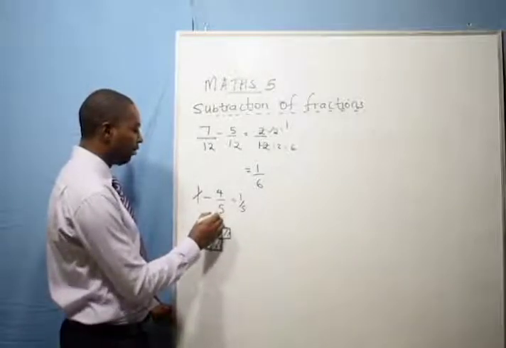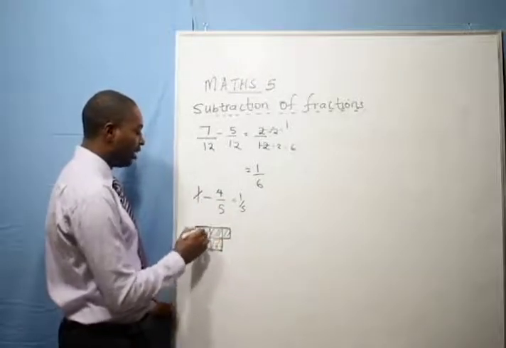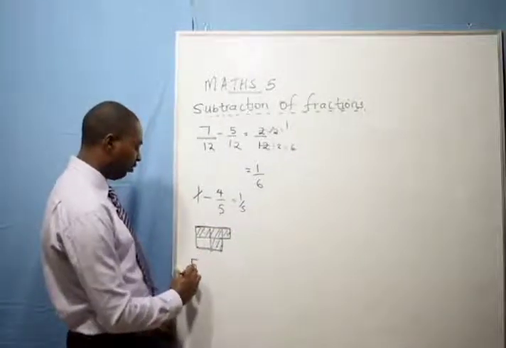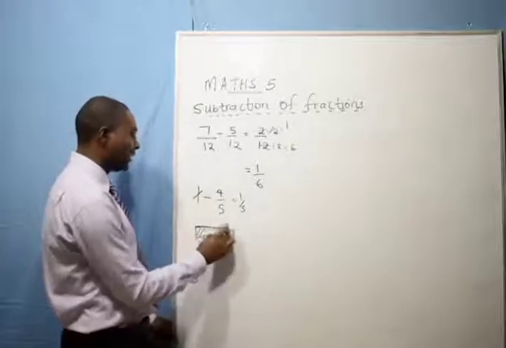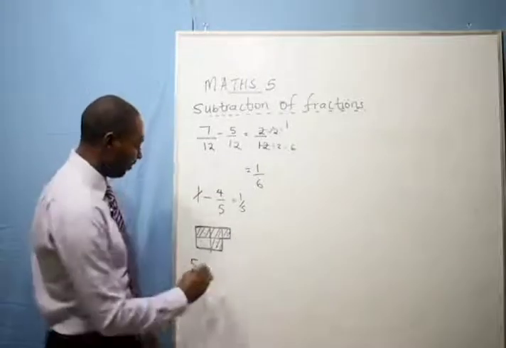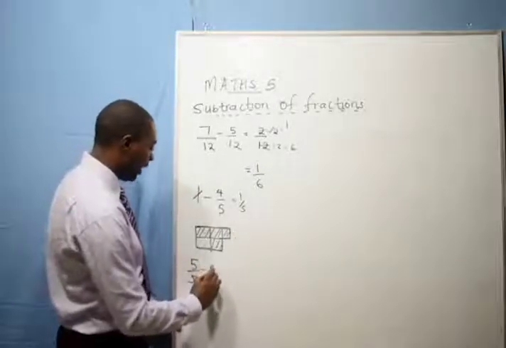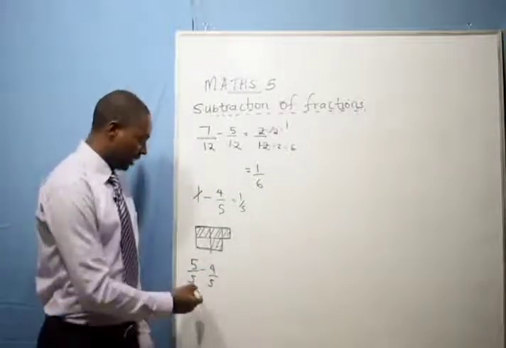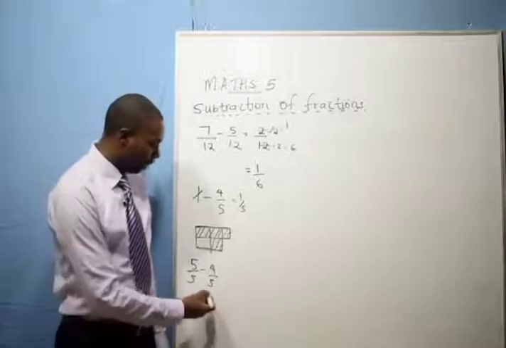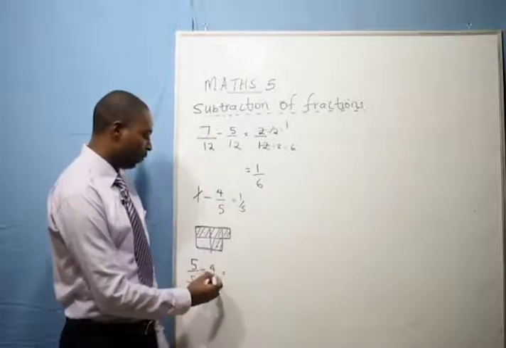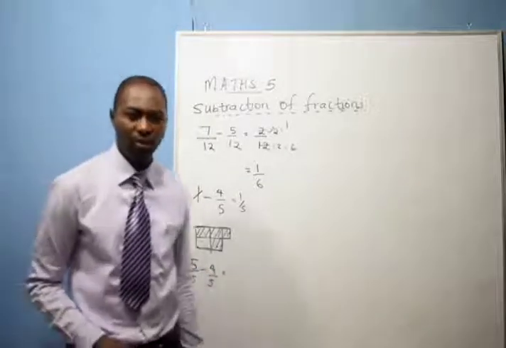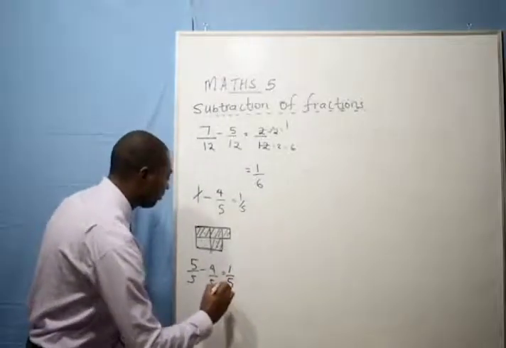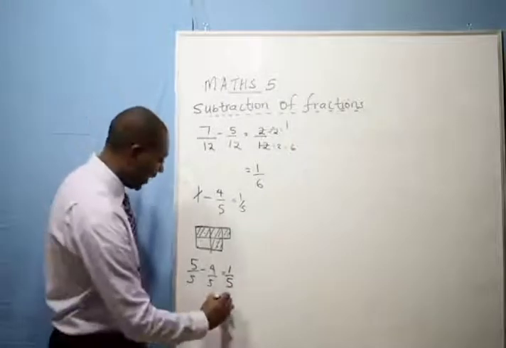Because originally, if there are 4 over 5, it means this whole was divided into 5 portions. Therefore, it was originally 5 out of 5 before they started shading. Therefore, minus 4 out of 5. Now, your question is simple. Why? You have a common denominator. 5 minus 4 is 1 out of 5. Bravo! You got it right.